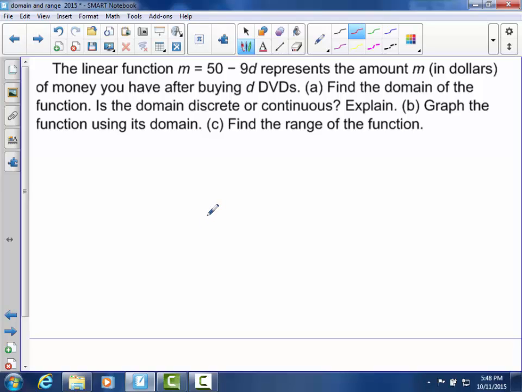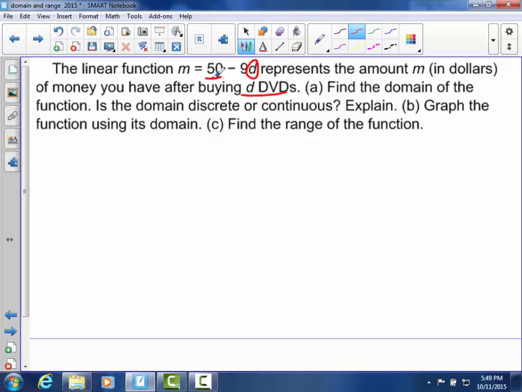The linear function m equals 50 minus 9d represents the amount m in dollars of money you have after buying d DVDs. Find the domain of the function. All right, so looking at my equation, d is going to be my input. So d is the number of DVDs. So there's no restraints here on the number of DVDs I can buy that I'm given.